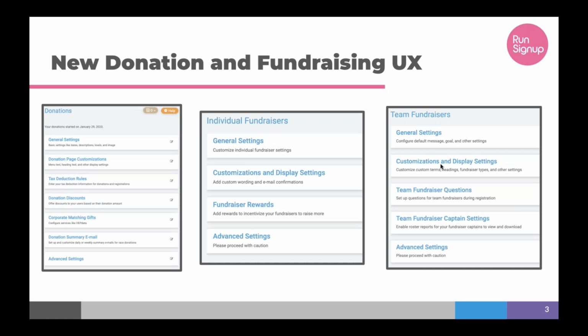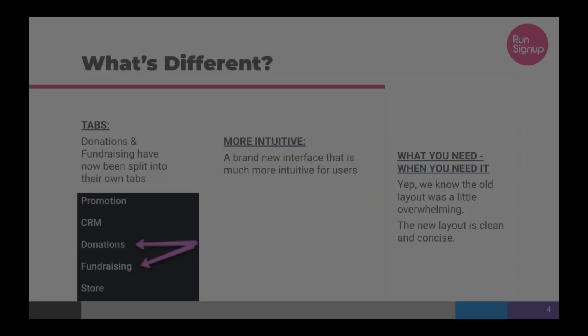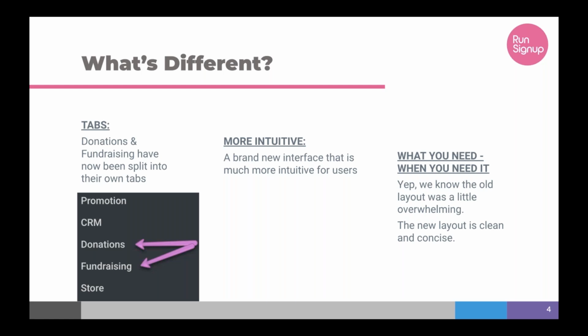What we've done is we've taken all those settings and organized them into really clean and easy to use tiles. It makes it very, very simple for you to set up your event. It makes it easier for new events that are onboarding onto RunSignup, and it also makes it easier for you to manage and update your settings. So what has changed with that setup?